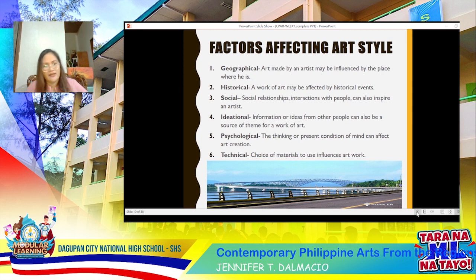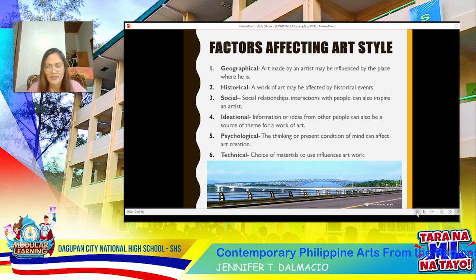Technical is when the choice of materials to use influences artwork. For example, in paintings, the strokes depend on the kind of brush or material that you use. Also, whether it's canvas or fabric or ordinary paper or special ones.